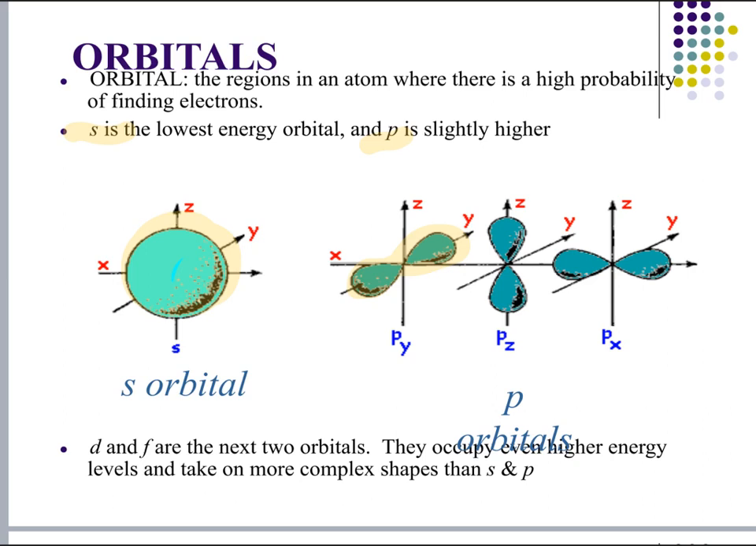You don't necessarily need to know the shapes for the next one, but you should know D would come after P, and then F is the highest energy orbital. When we talk about energy, we're also talking about distance from the nucleus. So just like with ground state and excited state, S would be closer to the nucleus than P, and then F would be the furthest away from the nucleus.